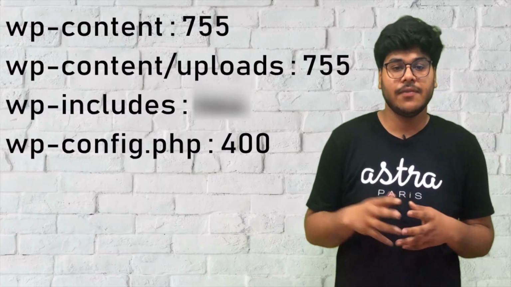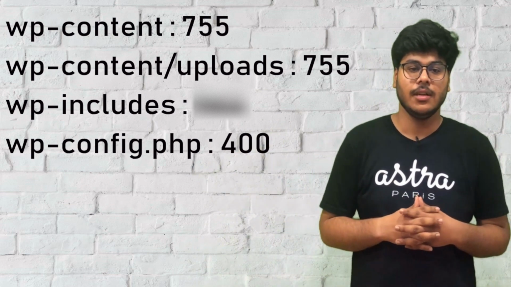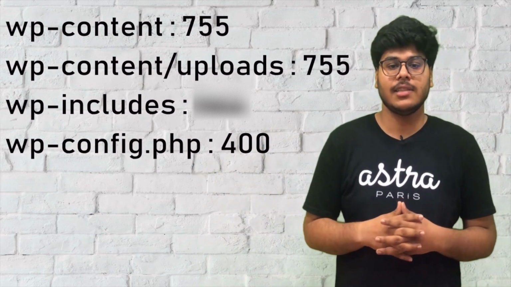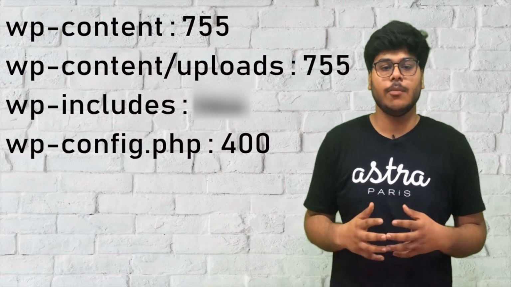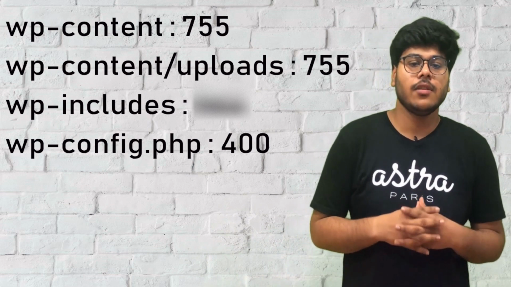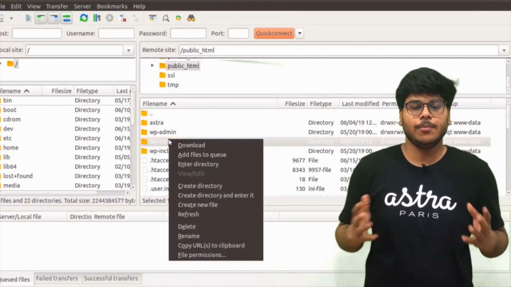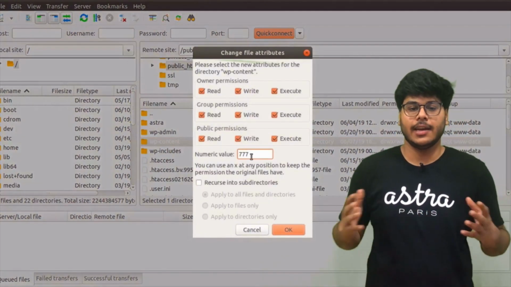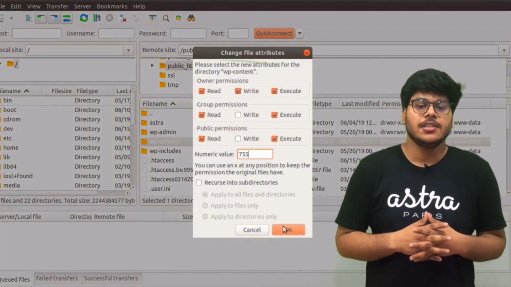Here you need to set the file permissions of these files: wp-content, wp-content/uploads, wp-includes and the wp-config file. For the rest of the files and folders, these are the recommended permissions. As an example, I'll change the file permission for the wp-content directory. You can follow a similar procedure for the rest of the files and folders. To set the file permissions, right-click on the wp-content directory, select file permissions, change the numeric value to 755 and click on OK. Now you're all set. This is how easy it is to change the file permissions.